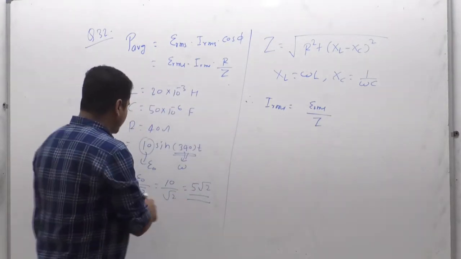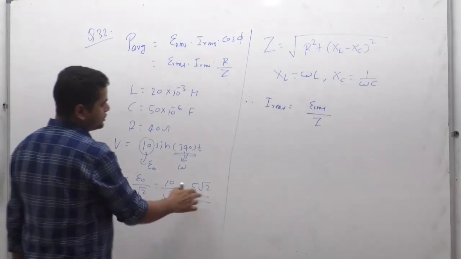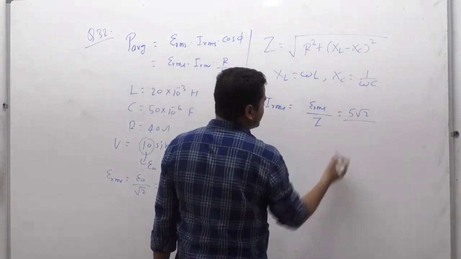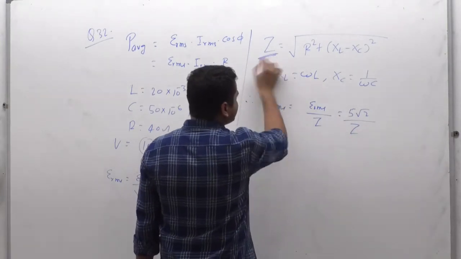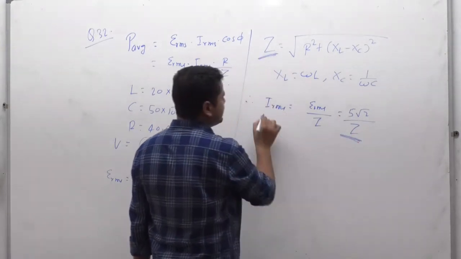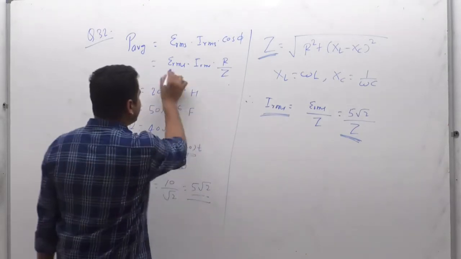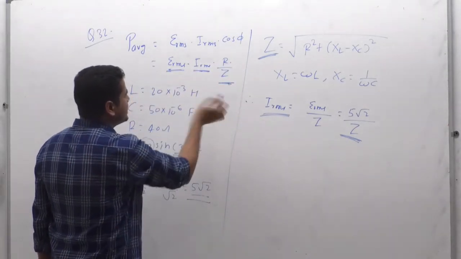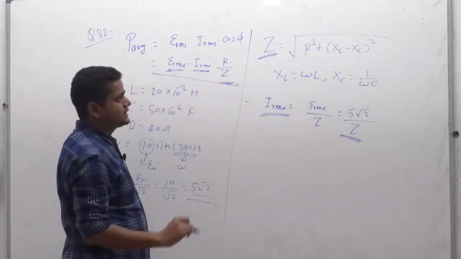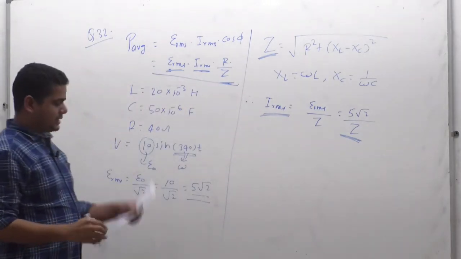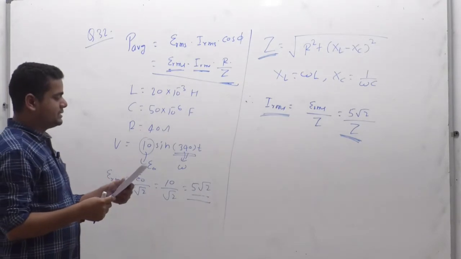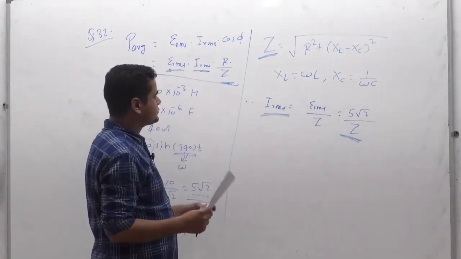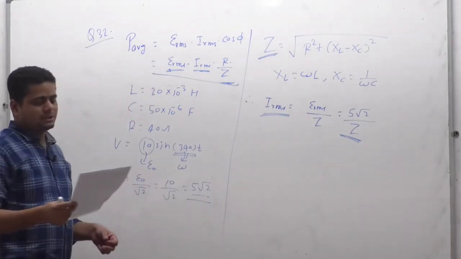So ERMS is already 5 root 2. So accordingly IRMS is 5 root 2 upon Z. So once Z is calculated, substitute at this point, you will get IRMS, and ERMS already you know. R is given and Z you have calculated. So on substitution of these things, we will be able to calculate average power by this one, which is coming out to be roughly 0.51 if you have calculated. Okay, so that is your question number 32.